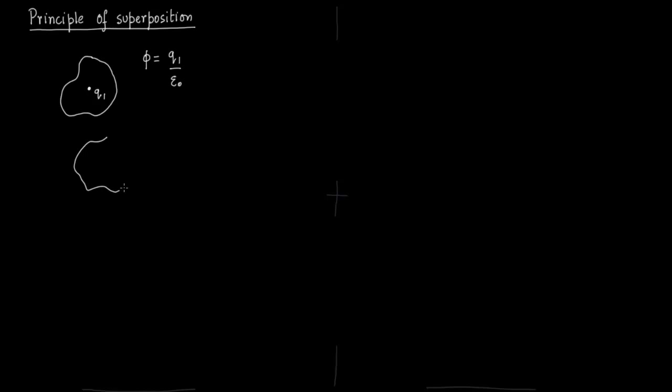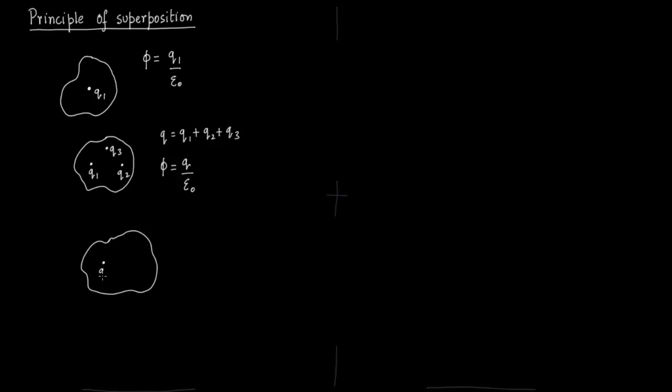So consider another surface. Now you have three charges inside it, Q1, Q2 and Q3. So first make charge Q up, which is the sum of Q1, Q2 and Q3. So the flux is Q over E0. So you take the sum of the charges and you divide it by E0, you get the flux.